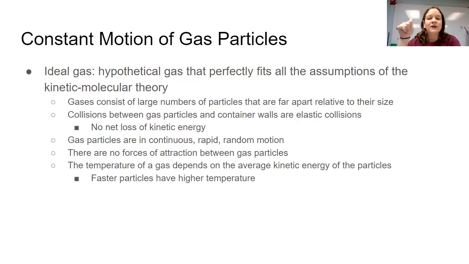And then finally, the fifth one is that the temperature depends on the average kinetic energy. We've talked about that before in other classes; that's how we define temperature, the average kinetic energy of all the particles. The faster the particles are moving, the higher the temperature. That has to do somewhat with friction and energy. The more they're moving, the more heat they tend to generate. So the faster the particles are moving, the higher the temperature will be.